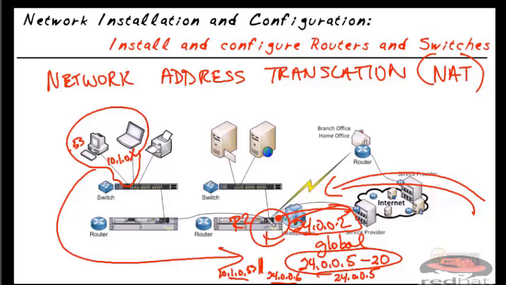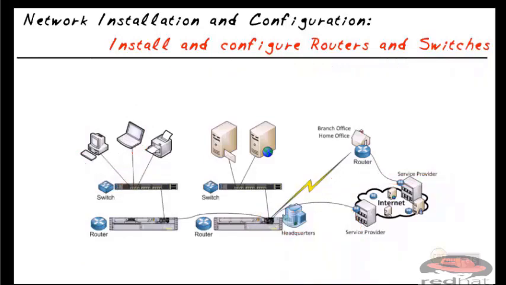Now, another problem is this. This company says to the service provider, can we buy a pool of valid global addresses? And they would say, yeah, it's thousands of dollars a month for a pool of addresses. And we could say, well, we don't have thousands of dollars a month that we can spend on that. Maybe we'll cheat a little bit. So the IP address of this interface is 24.0.0.2.